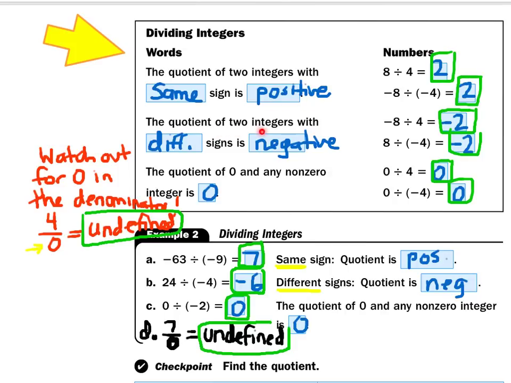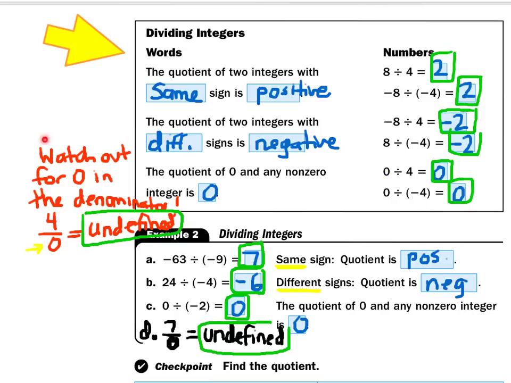Now, the quotient of two integers with different signs is going to be negative. So negative 8 divided by 4 would be negative 2, or positive 8 divided by negative 4 would give us negative 2. So when the signs are different, the quotient is negative. The quotient of 0 and any non-zero integer is 0. So 0 divided by 4 is 0, or 0 divided by negative 4 is 0.